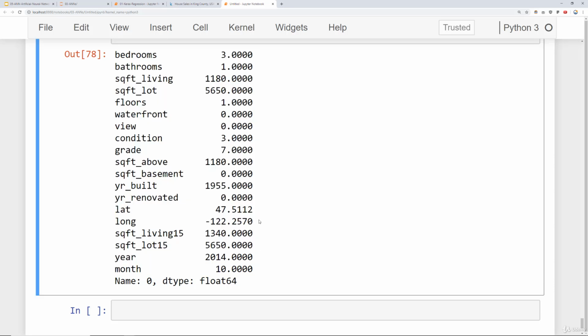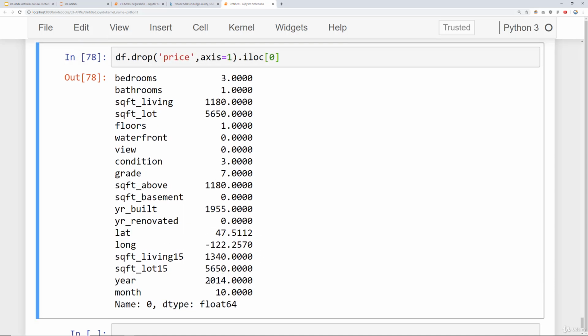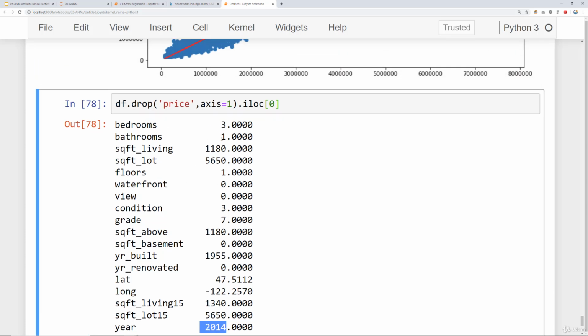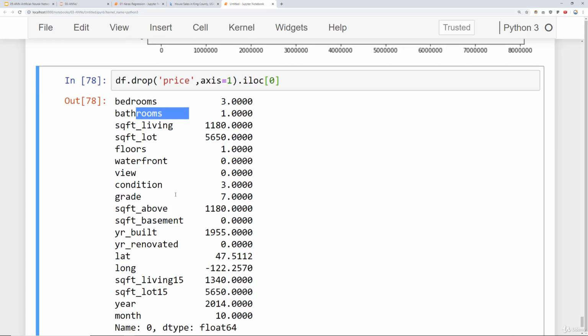So let's say a new house is coming onto the market and you want to sell it in October 2014, and you know these various features of the house. You know how many bedrooms it has, you know how many bathrooms it has, etc. You know its condition, whether or not it's waterfront, etc. So we have all these features for a new house coming onto the market.